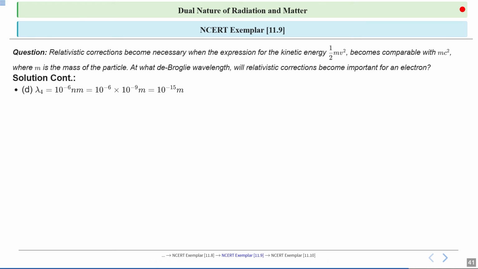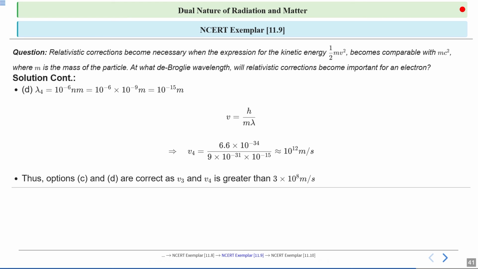So option D, lambda 4 is equal to 10 to the power minus 6 nanometer, which is equal to 10 to the power minus 6 into 10 to the power minus 9 meter, which is equal to 10 to the power minus 15 meter. Again, from the de Broglie relation, v equal to h upon m lambda. Substituting the values, v4 is equal to 6.6 into 10 to the power minus 34 upon 9 into 10 to the power minus 31 multiplied by 10 to the power minus 15, which is equivalent to 10 to the power 12 meter per second. So options C and D are correct, as v3 and v4 are greater than 3 into 10 to the power 8 meter per second.